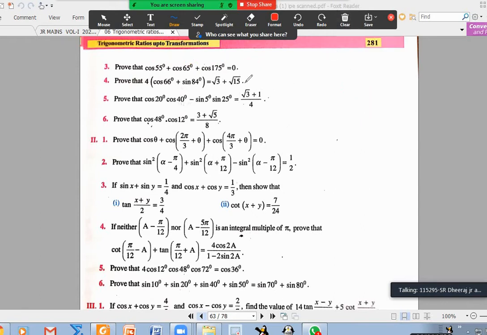This fourth question, anybody has doubt? Sir, here also we can convert the sine 84 or cos 66. When we apply transformation, we'll get it. Either convert cos into sine or sine into cos, then apply transformation. Fifth question, anybody doubt? No, sir.